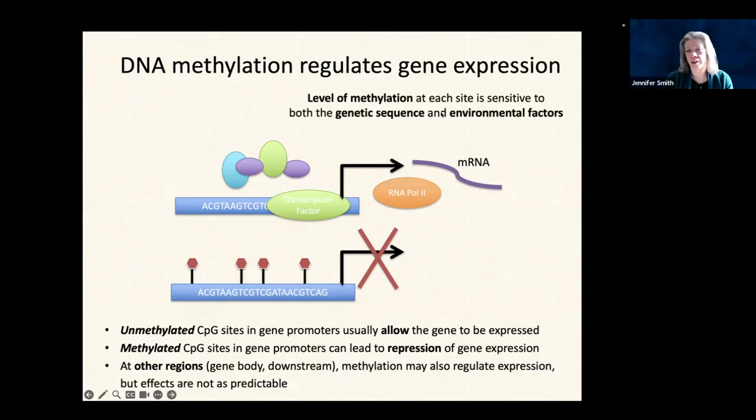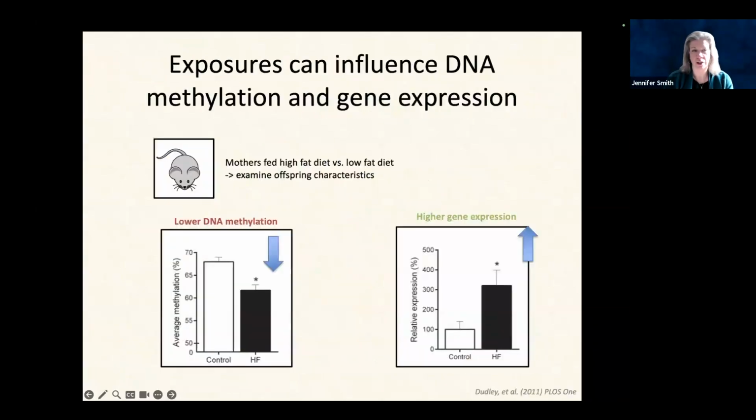All right. The level of methylation is sensitive to both genetic sequence and environmental factors. So exposures can influence DNA methylation and gene expression. This is just an example. In mice, when you have maternal mice fed a high-fat diet versus a low-fat diet, and then you look at characteristics in their offspring, you can even see lower DNA methylation and higher gene expression, for example. So we know exposures can influence DNA methylation and subsequent gene expression.